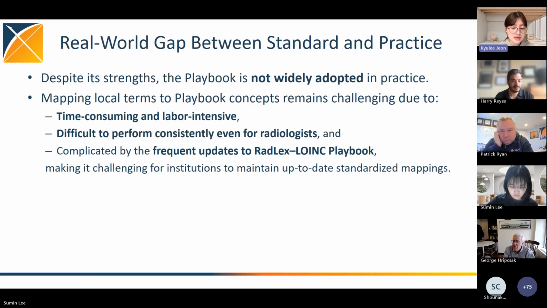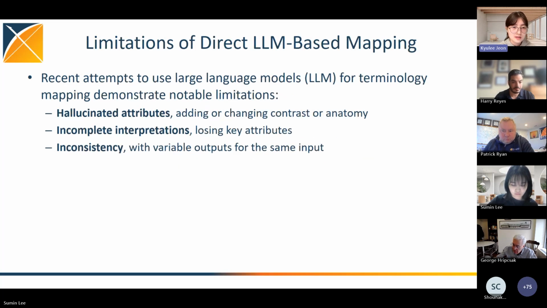Even so, the playbook isn't widely used yet. Mapping is intrinsically difficult, very labor-intensive, and inconsistent even for experts. And the playbook itself is still young and updated frequently. So people have tried using LLMs for mapping, but radiology terms are too complex. LLMs hallucinate attributes, drop key information, and behave inconsistently. So an LLM-only approach just isn't safe or reliable.